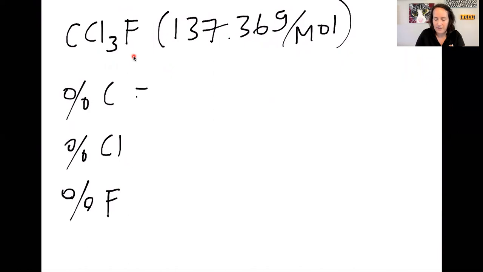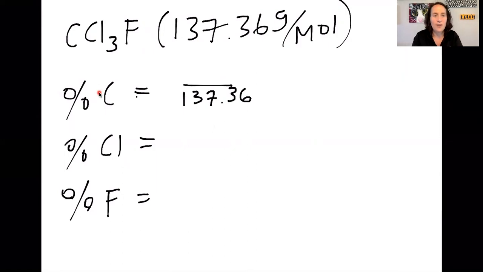Okay. So when you want to find a percentage of anything, it's always going to be the amount of what you're looking for over the total amount. So the total mass is 137.36. We just calculated that. So for all of these, the total would go at the bottom, right? Because it's the smaller amount that you want out of the total amount.